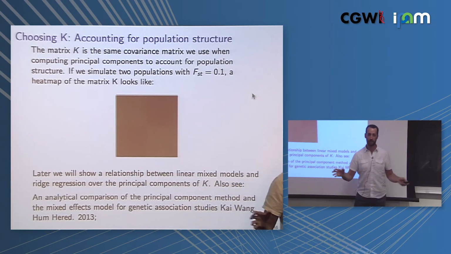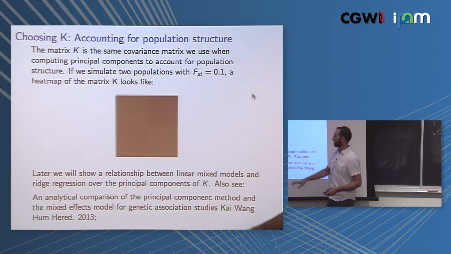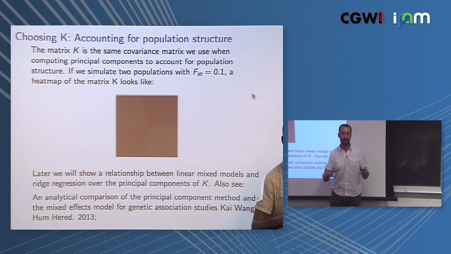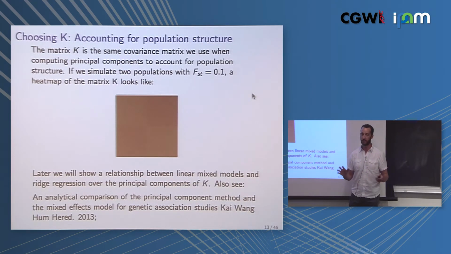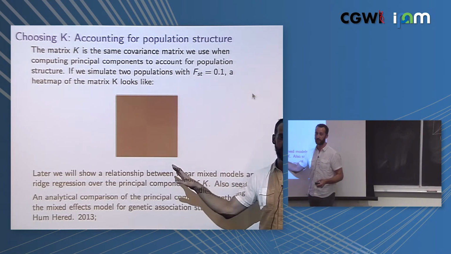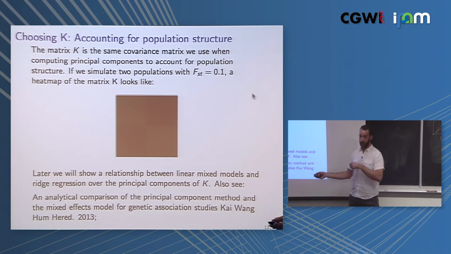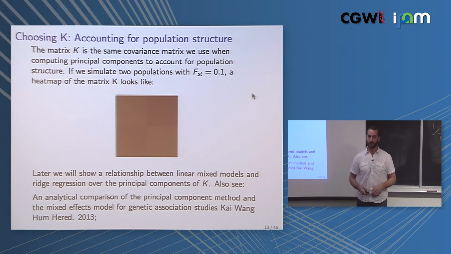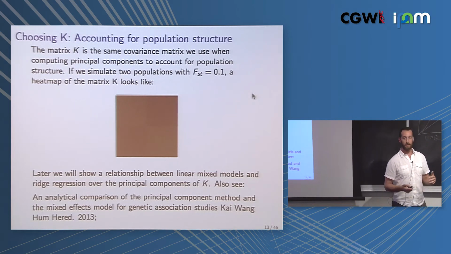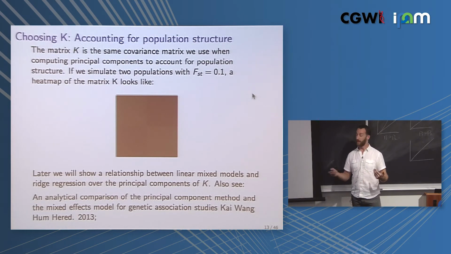So if you simulate two populations, like John did in his talk, and you plot this matrix K, you get these two blocks. So you have environmental covariance between these populations. And so it's getting at this population structure too. But that matrix K that we built, that definition we used for K, is the same definition that's used when we're doing principal component analysis. There's a neat parallel. And later, if there's time, we can show that this linear mixed model is basically ridge regression over all of the PCs.